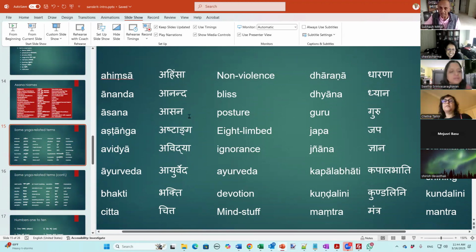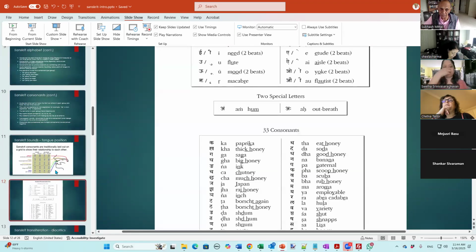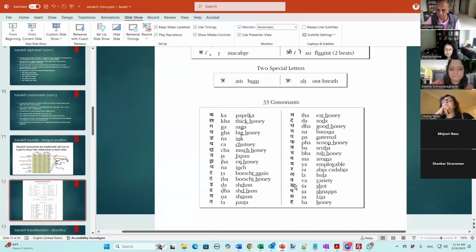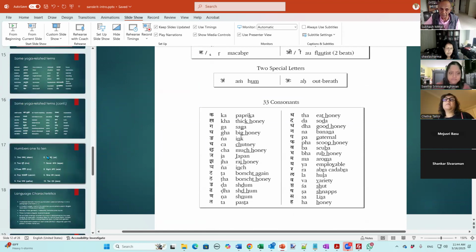This is Ashtanga. Remember the eight-limbed Ashtanga? How do you pronounce the dot below the letter? This is the second sh. So it's the same thing that I mentioned here. This is the first sh, which is more like the front of the palate. Then this sh is the very back end of the palate. There are two different sounds here.